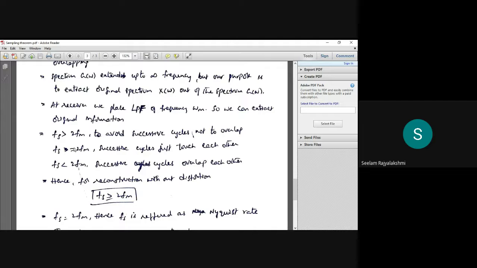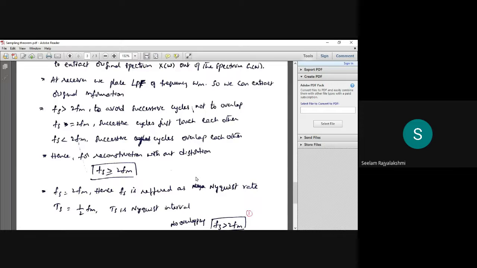And here we have three conditions or three stages: Fs is greater than 2 Fm, Fs equals 2 Fm, and Fs is less than 2 Fm. So what will happen when we apply these conditions? To avoid successive cycles overlapping, we have to consider the condition Fs is greater than 2 Fm, so the signals are received without overlapping. For Fs equals 2 Fm, successive cycles just touch each other, and for Fs less than 2 Fm, successive cycles overlap each other.